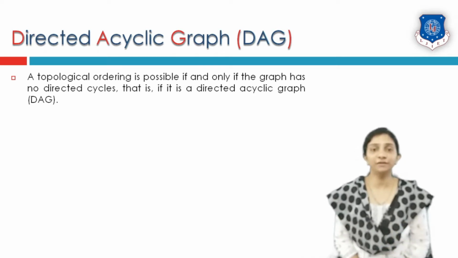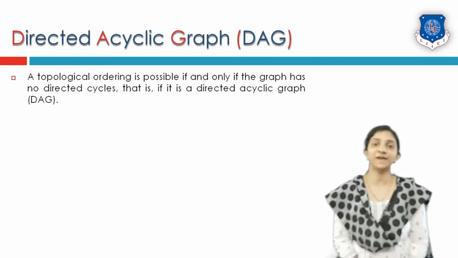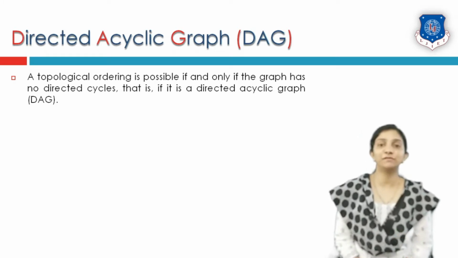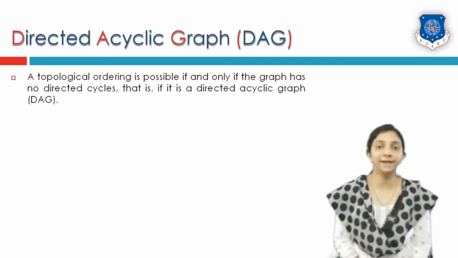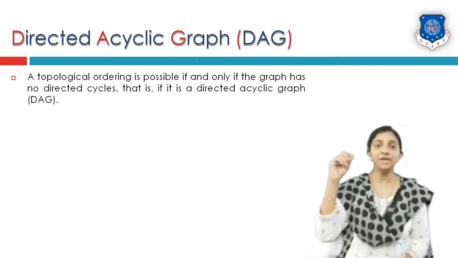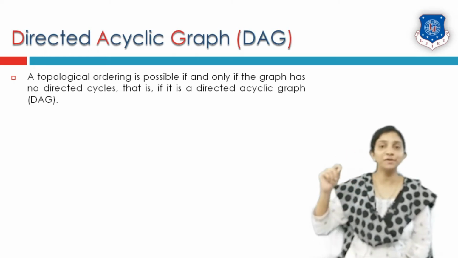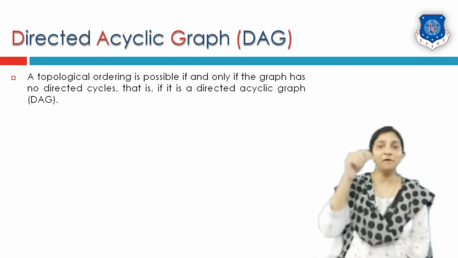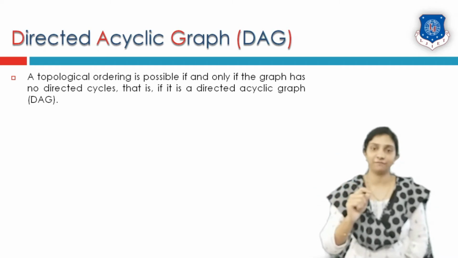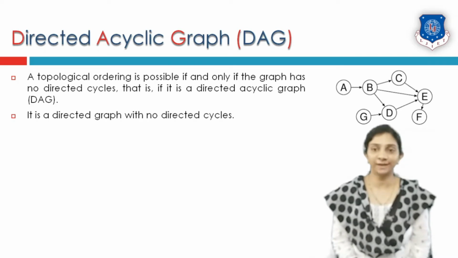Topological sorting is only possible if the graph has direction but doesn't have cycles. That kind of graph is called a directed acyclic graph. That means if we follow the order of the edges, since edges are directed, there is no cycle formed in the graph. That kind of graph is called a directed acyclic graph.